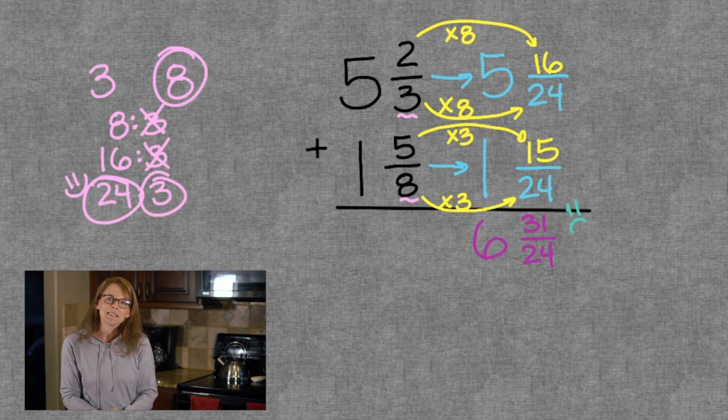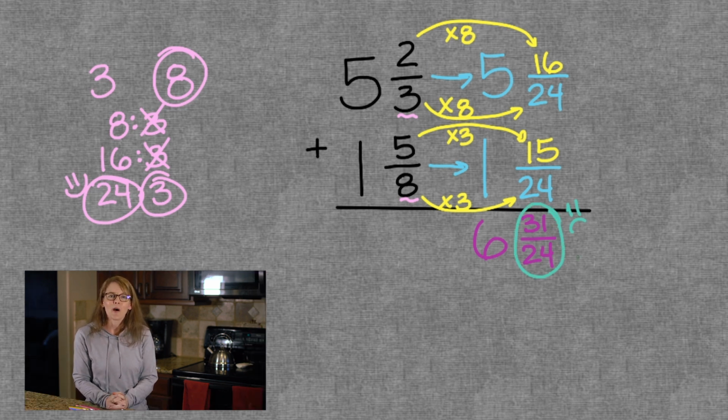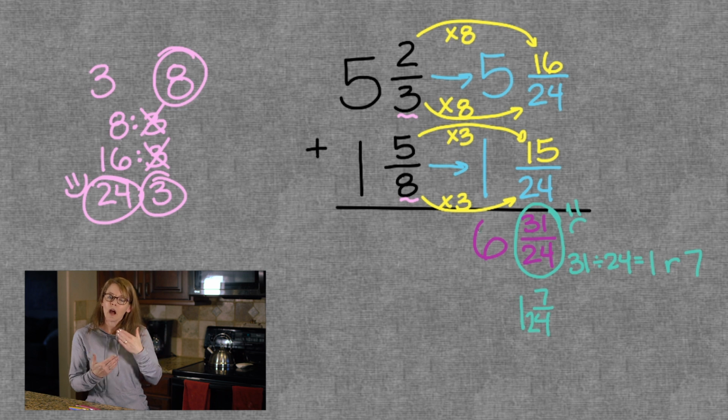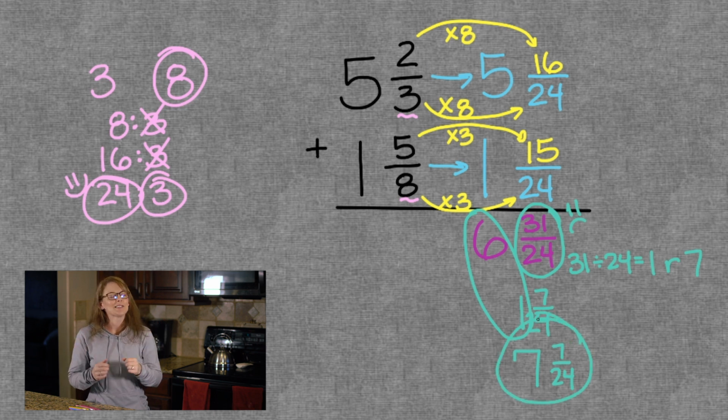Bummer. Let's take care of it like we know how to do. Divide out 31/24ths. 31 divided by 24 equals 1 with the remainder of 7, which turns into 1 7/24ths. Add that whole 1 to our other whole number 6, giving us 7 wholes. Drop down the 7/24ths for a total of 7 7/24ths. Now we can circle and celebrate.